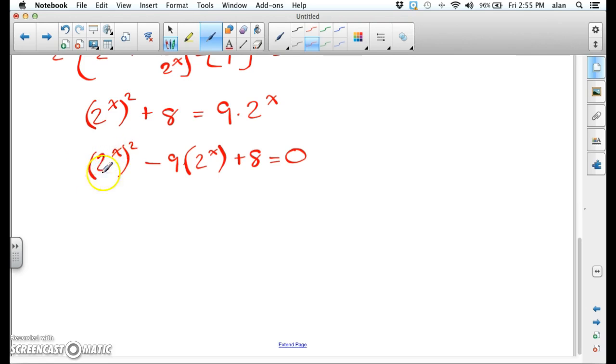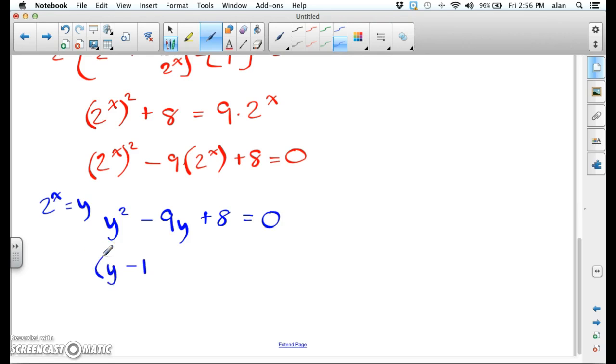2 to the x, that makes it look a little bit more complicated, but let's say that 2 to the x was really something else. Let's say y. So really this is the same thing as y squared minus 9y plus 8 equals 0. And that just becomes a quadratic. So we know to solve for that, we just need to factor that. Y squared minus 9y plus 8 gives us y minus 1 and y minus 8 equals 0, which means y is equal to 1 and y is equal to 8.